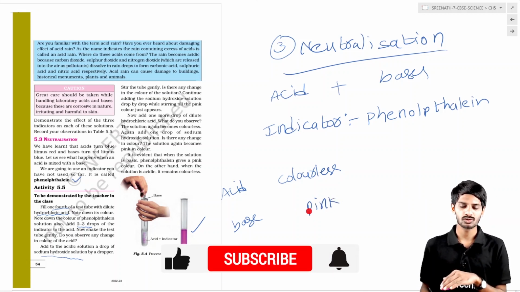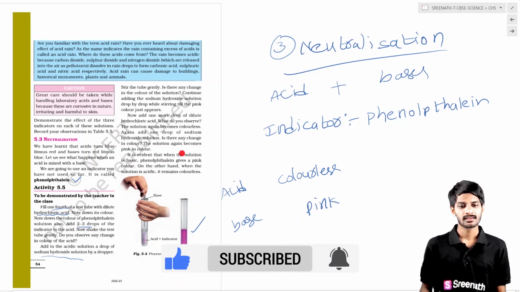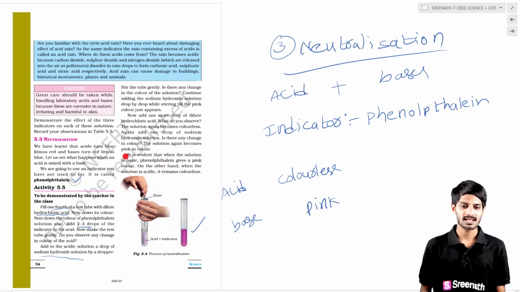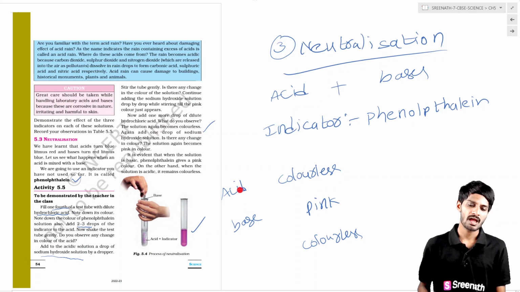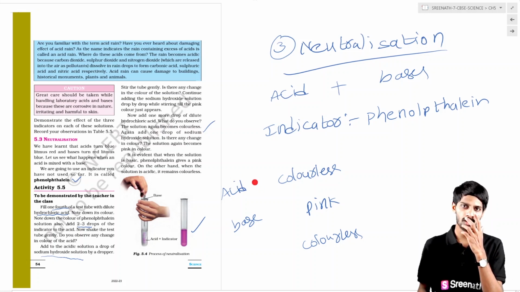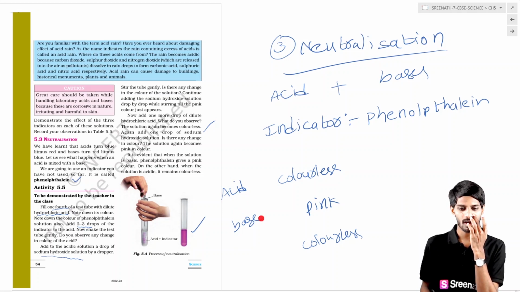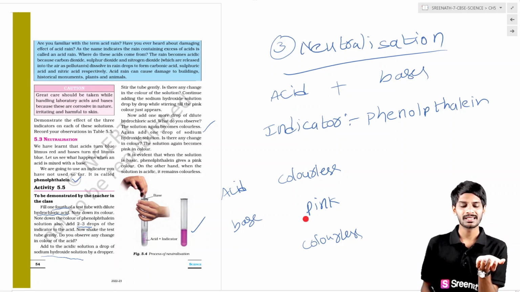Now again you have to add some hydrochloric acid drops. Then what happened? Again it becomes colorless. Add one more drop of dilute hydrochloric acid. What do you observe? The solution again becomes colorless. So first you added the acid, and to it you added the indicator, and after that you added the base, and now it appears pink. And now you have again added the hydrochloric acid drops, and what happened?